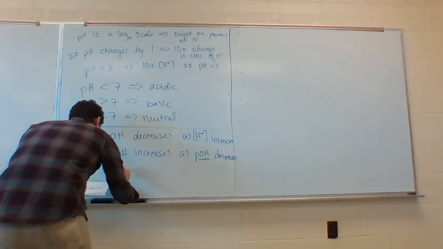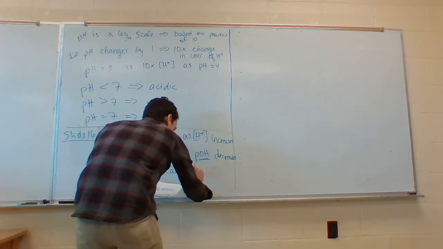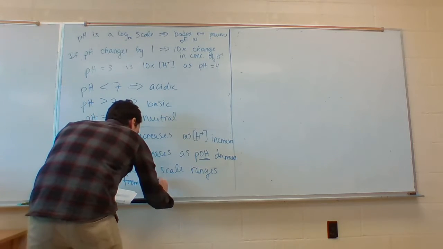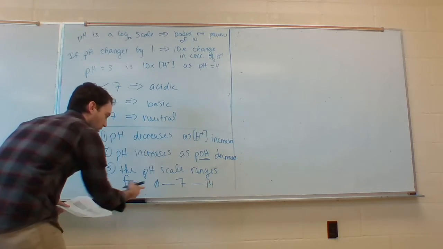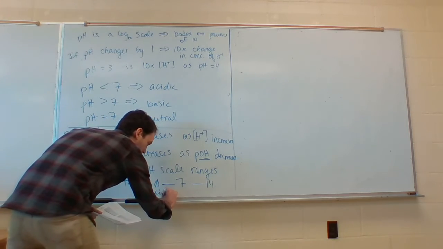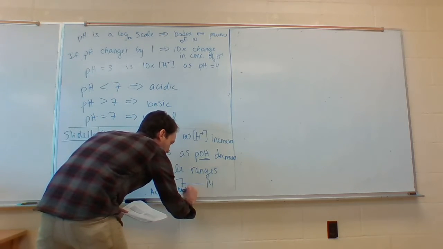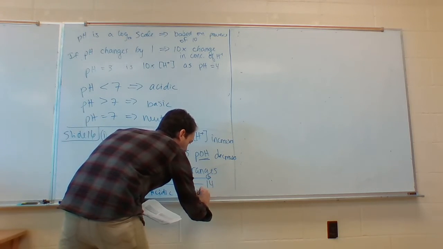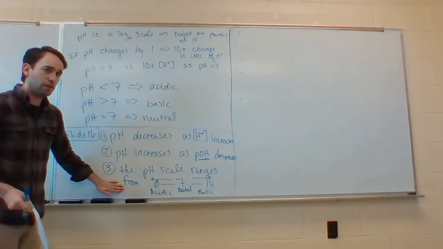The third thing I wanted to point out is that the pH scale ranges from 0 to 14, where from 0 to 7 we are acidic, right? And you become more acidic going that way. We are neutral at 7, all right? And then we are basic above 7 up to 14. All right? This is going to be your key takeaway.